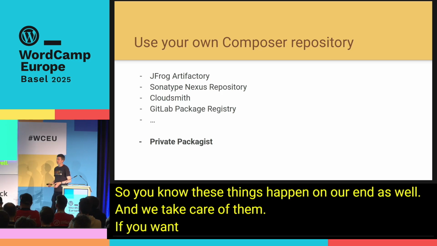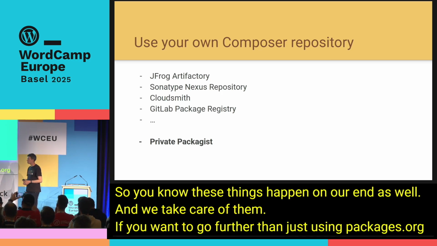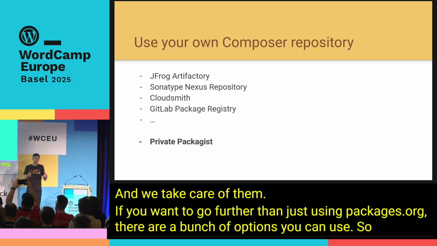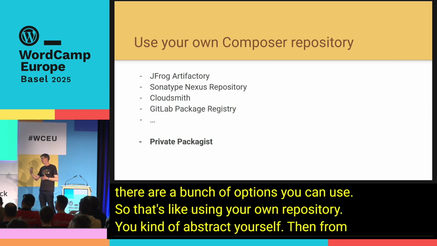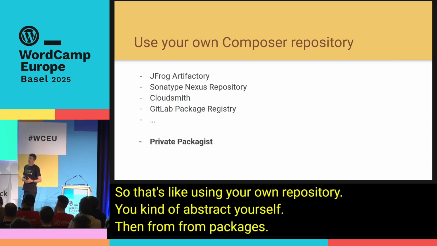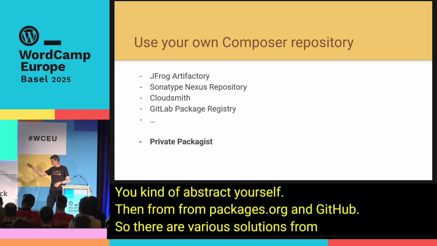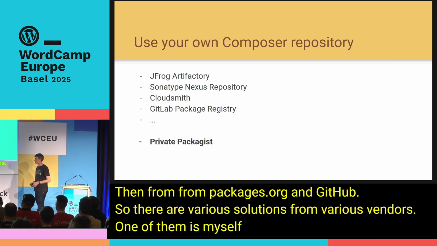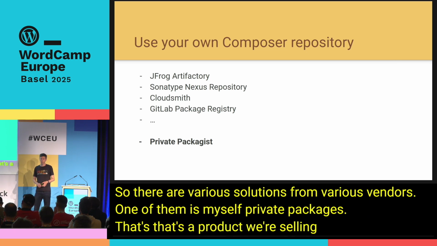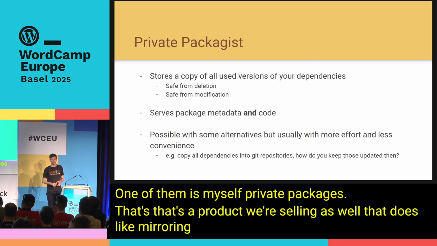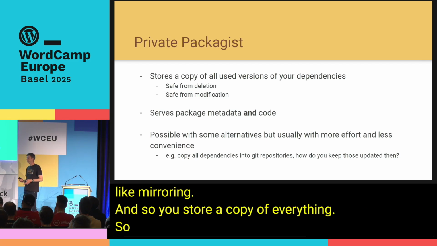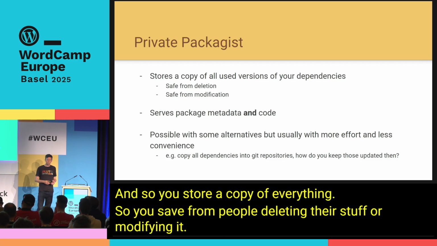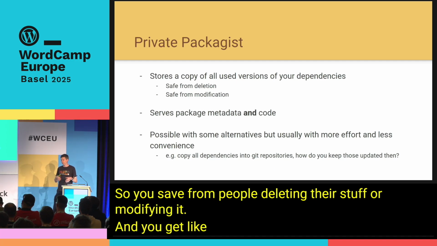If you want to go further than just using packages.org, there are a bunch of options you can use, like using your own repository. You abstract yourself from packages.org and GitHub. There are various solutions from various vendors. One of them is myself, Private Packagist. That's a product we're selling as well, that does mirroring, so you store a copy of everything, and you're safe from people deleting their stuff or modifying it. And you get all the metadata and the code served from there.